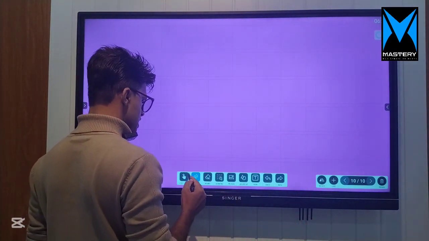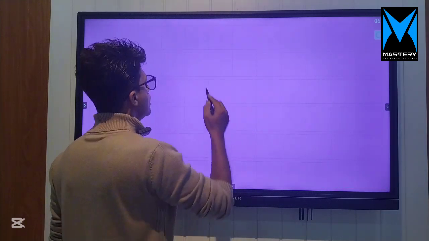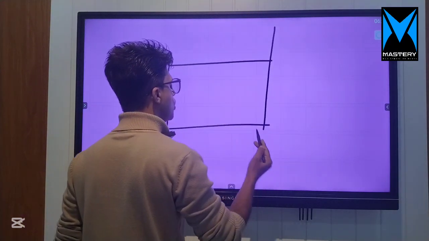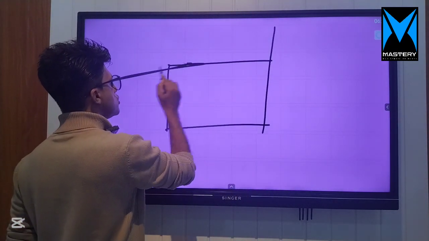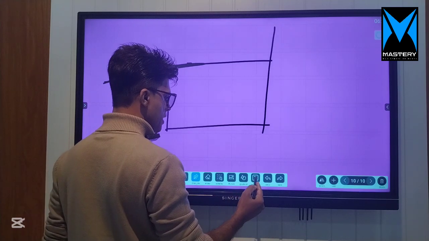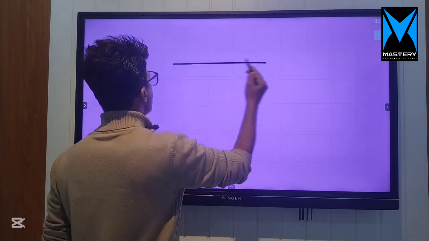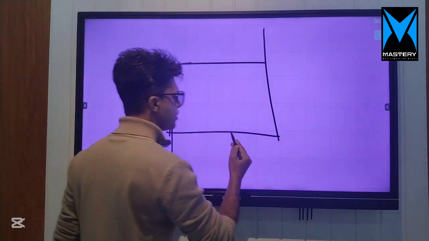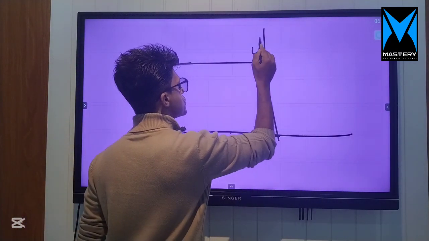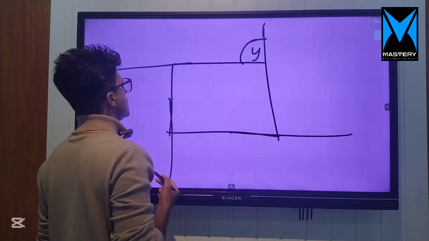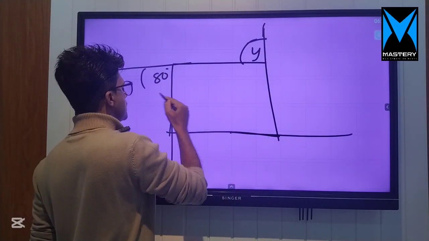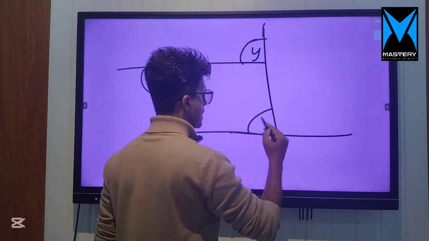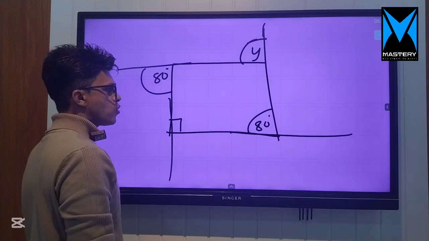Here is a quadrilateral. I'll change the color of the pen here. So what should be the value of y here? This is y. This is 180 degrees. This is 90 degrees. This angle is 80 degrees. Let's calculate the value of y here.